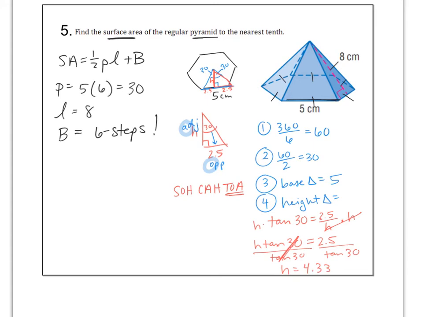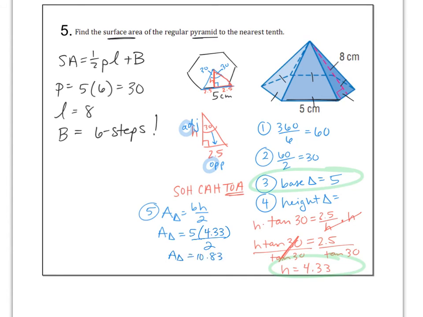Okay, so we've done steps 1 through 4. Now step 5 is to find the area of the triangle. Remember, it's base times height divided by 2 for a triangle. So for our triangle, our base was 5 and our height is 4.3. So it's going to be 5 times 4.33 divided by 2. And our area is approximately 10.83. So area of the triangle is about 10.83.